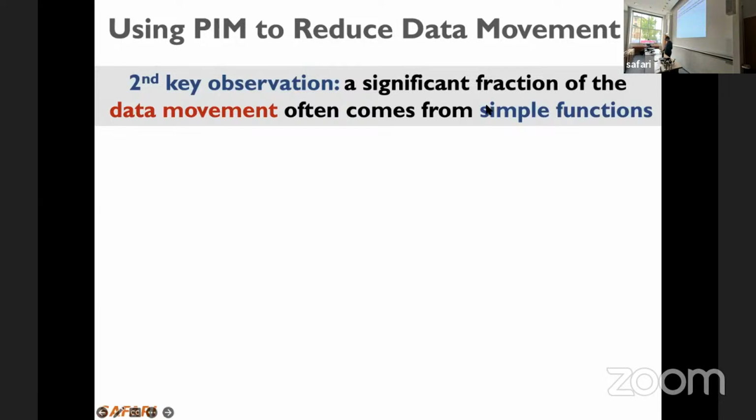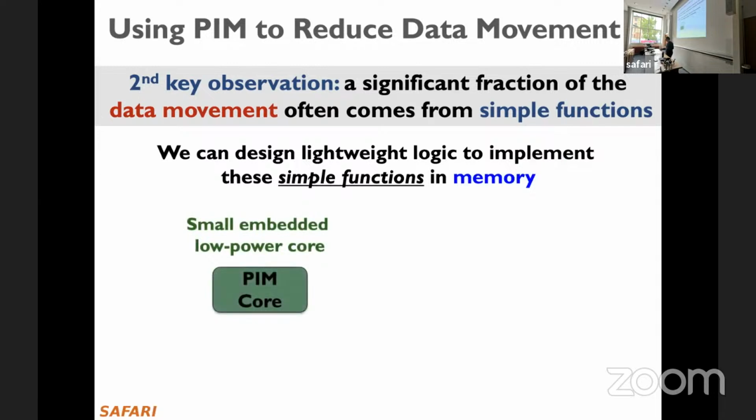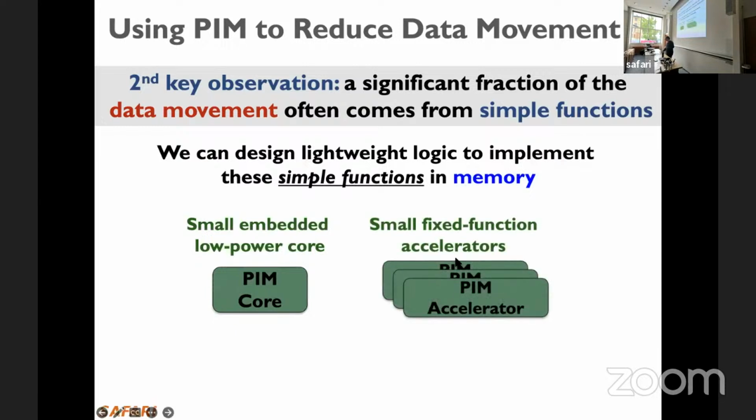And the second observation is interesting because we found out that a significant fraction of the data movement often comes from simple functions, at least in those workloads. And we said that you could design lightweight logic to implement these simple functions in memory, meaning the logic layer. So it could be done in a small embedded low power core, and we analyzed that in the paper. Or you could implement small fixed function accelerators to implement these functions, right? Especially if the function is used by many workloads, it could be useful to have fixed function accelerators.